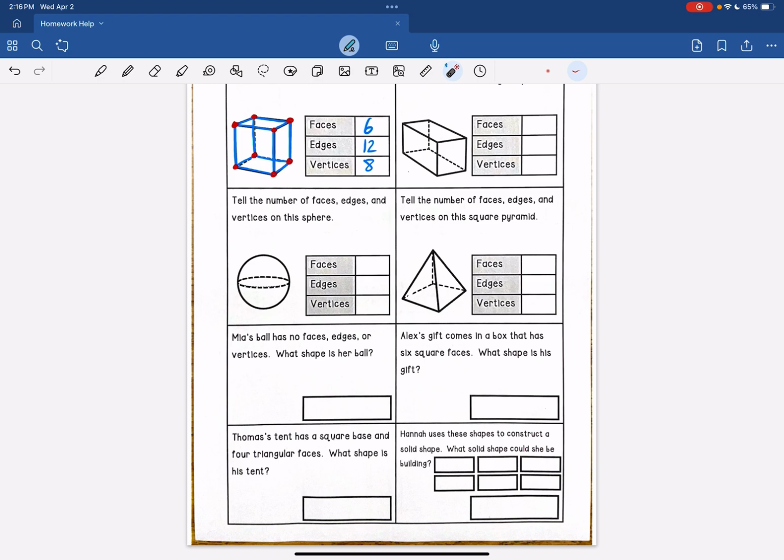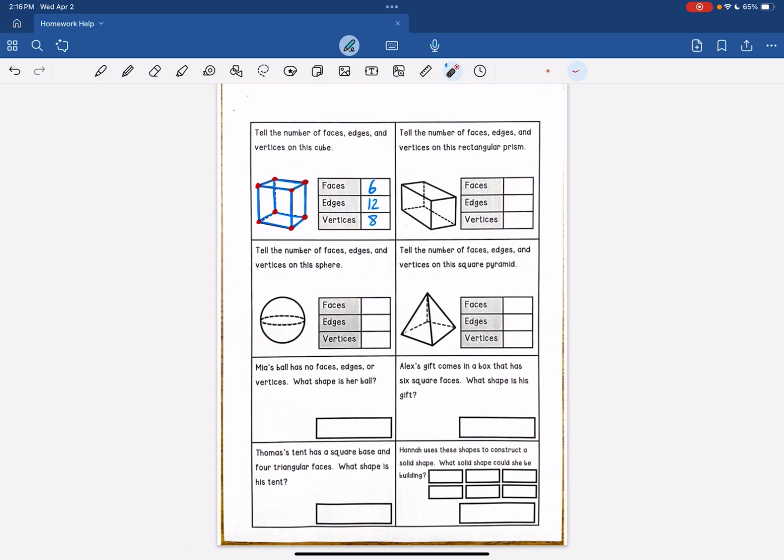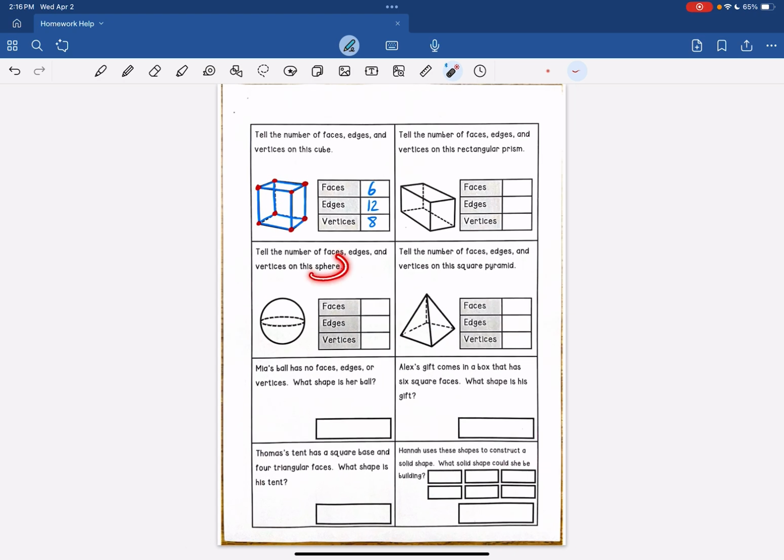But let's look at this one, because this shape's a little bit different. I don't see any edges on this sphere. A sphere is like a ball. So we don't have any edges. We don't have any corners or vertices on a sphere. And we don't have any flat faces either. So a sphere does not have any faces, edges, or vertices. And that's what makes it so easy to define. It has none of these things.